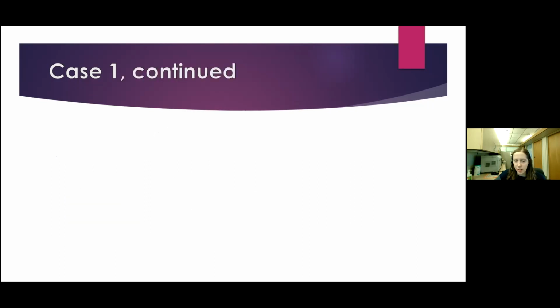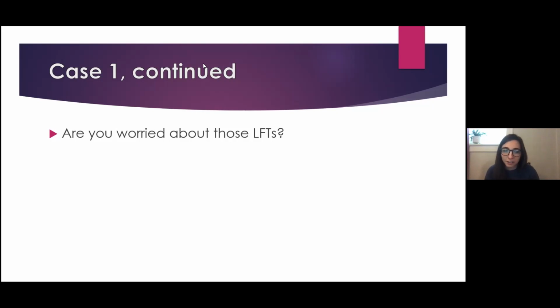I want to start by asking a polling question, just to get a gestalt of if people are worried about these LFTs. I'm seeing Anna's asking, what's his BMI? Smiley face. Let's say that it's like 25. Only half of people voting now. I'll give another 10 seconds.